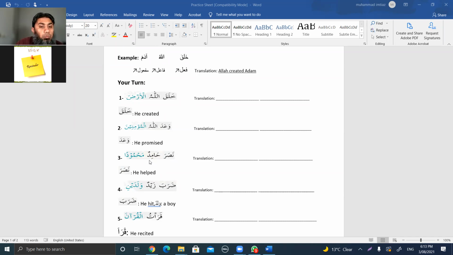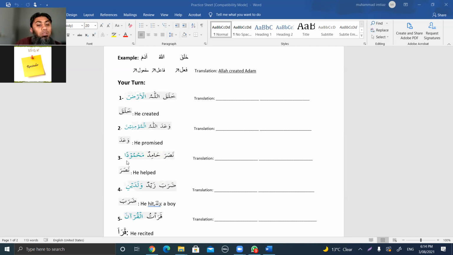Now, Hamidun is obviously a ism. It's a name. And because this ism is in rafa status, Hamidun will become the doer or the file, and the built-in he will be cancelled. Nasara, he helped. But now you will say Hamid helped. Okay, Hamid helped who? Mahmudan. Hamid helped Mahmud. You see, because Mahmudan is giving you the answer for who. So Mahmudan will be maf'ul.